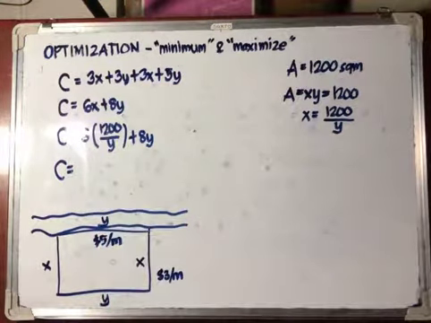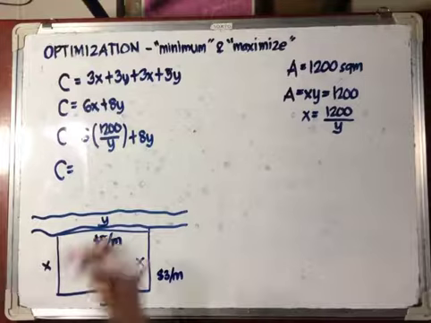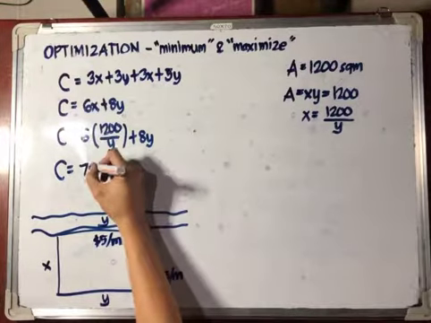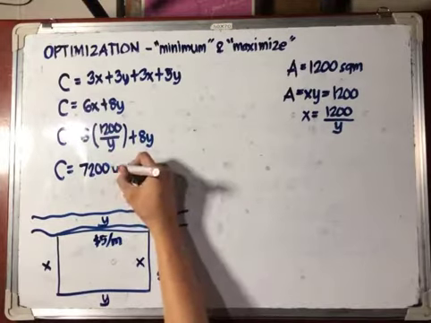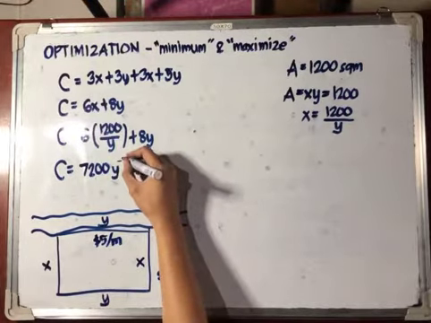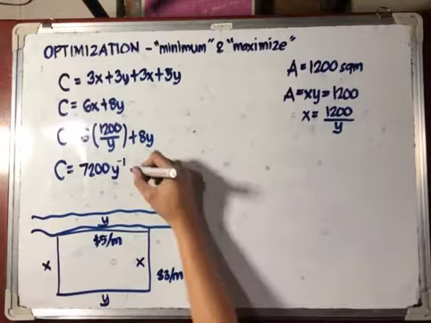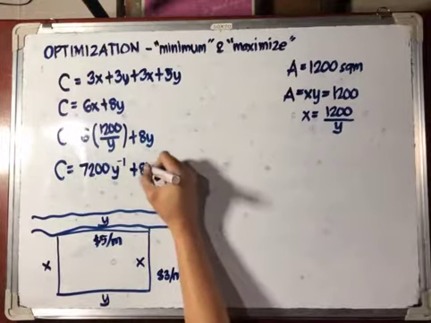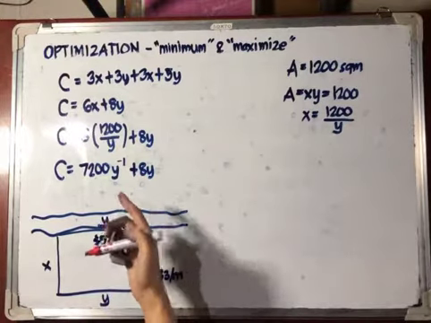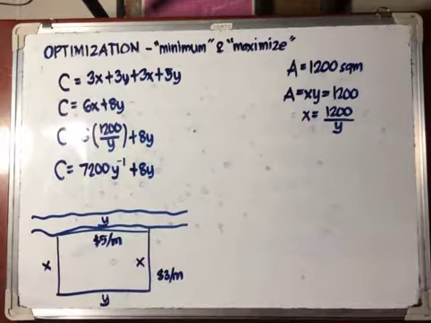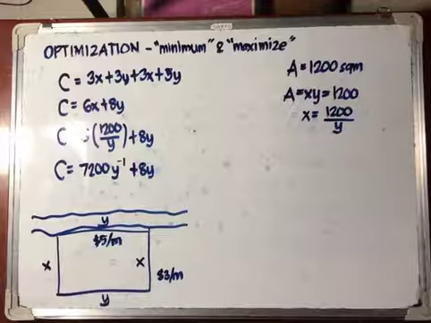Let me simplify it first before we differentiate it. 1,200 times 6 is 7,200. So that is 7,200 over y, which is 7,200 y raised to negative 1, plus 8y. So we have finished step 1 and step 2. And finally, our step 3 is to differentiate this.